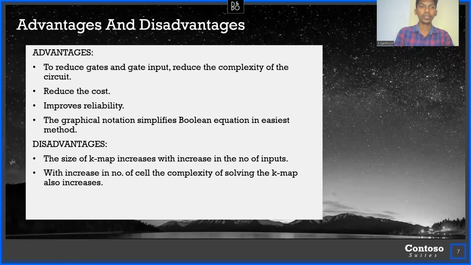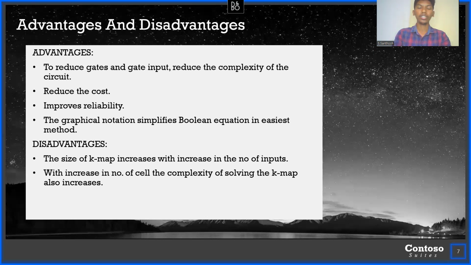So let's go further. Now we'll be looking at the advantages and disadvantages of using a K-map. The advantage of using a K-map is that it reduces the number of gates and the number of gate inputs. Consider that you have a Boolean function that is not easily solvable. You'll think that you just need to go for the number of gates that are there in it and make it complex, and the number of gate inputs also will increase with it. But if you are able to solve it easily using a K-map, you will also reduce the complexity of the circuit, which will make the gates and the number of gate inputs also lesser.